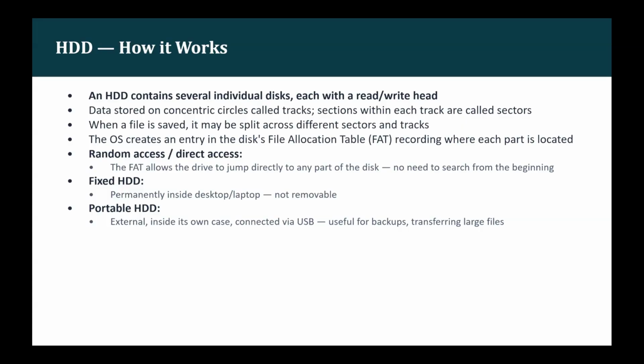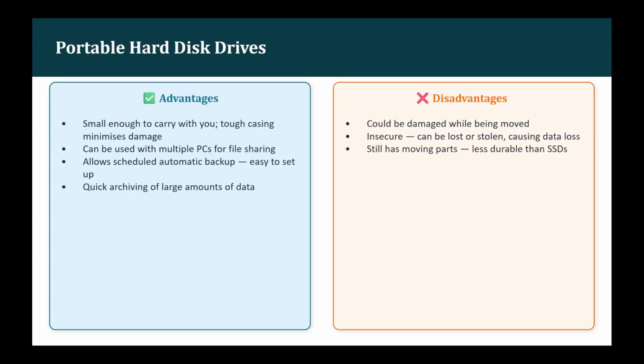Useful for backups and transferring large files, and very easy to carry. What are the advantages and disadvantages of portable hard disk drives? Small enough to carry with you, and the tough casing minimizes damage. Can be used with multiple PCs for file sharing. You can plug into the one you need, and when you don't need it, you take it out and plug into another one. Allows scheduled automatic backup, easy to set up, and quick archiving of large amounts of data.